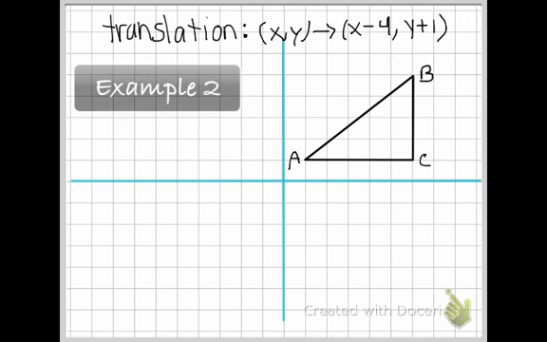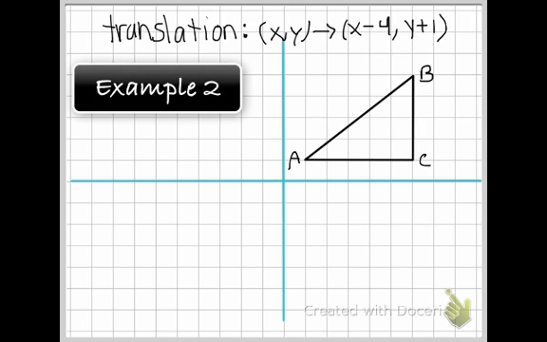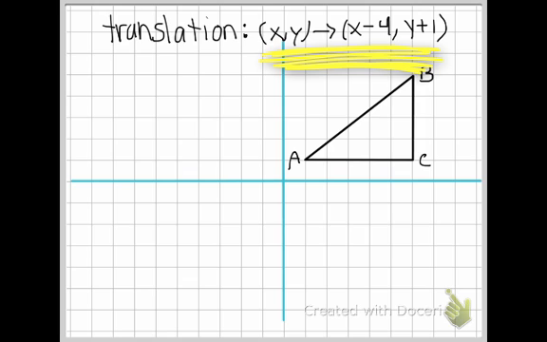Alright, so this is our first example. This is going to be an example of how to use the coordinate notation for a translation. So here, if you notice, our translation is going to be x, y is going to be transformed to x minus 4 and y plus 1.